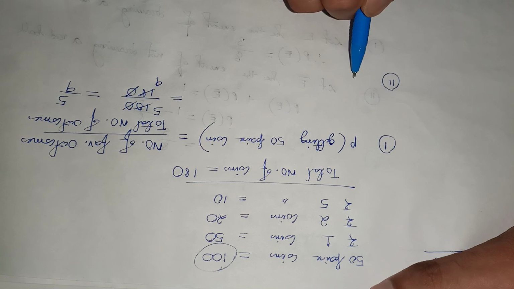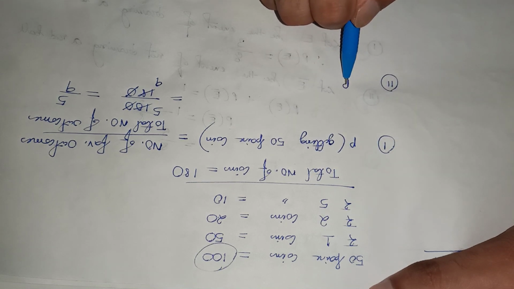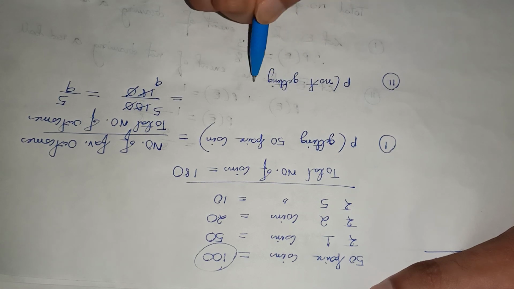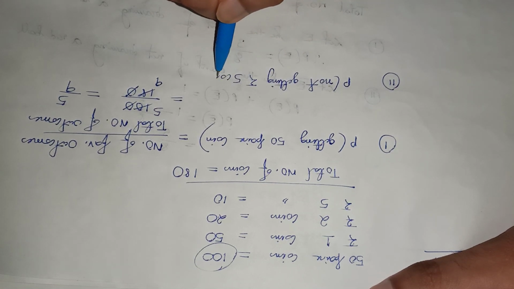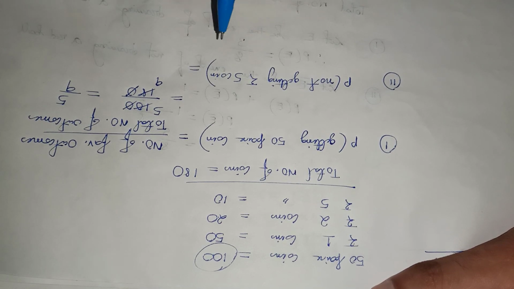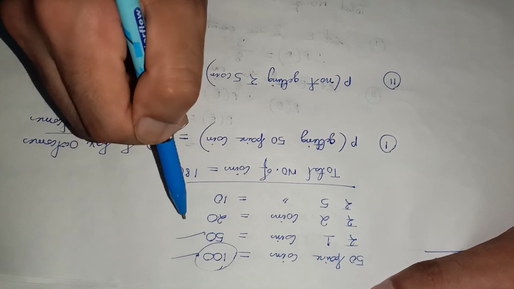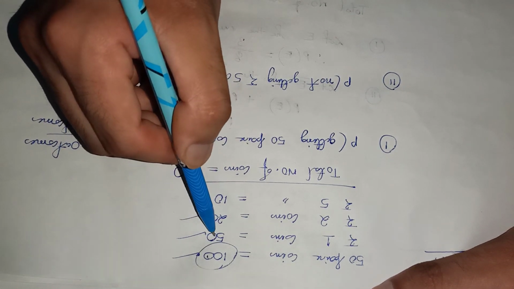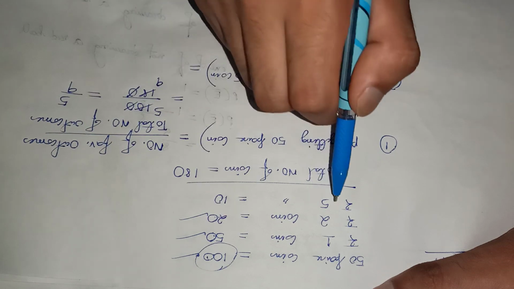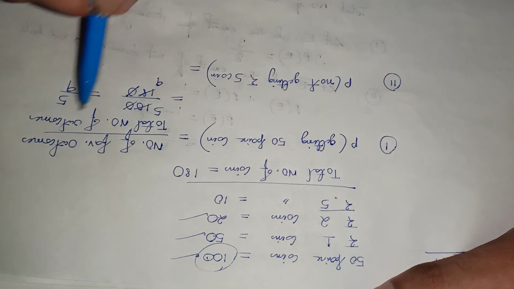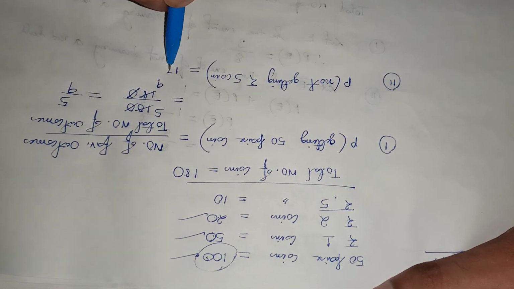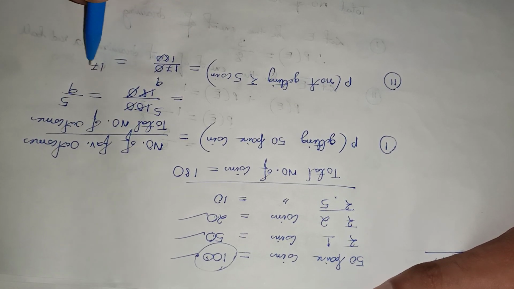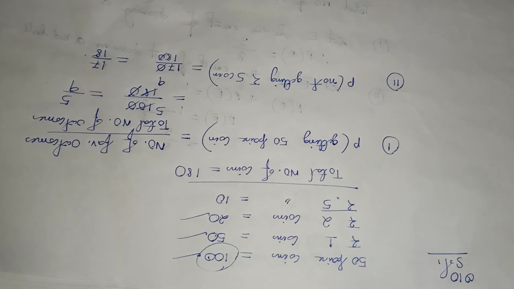For number 2, you want to find out the probability of not getting a rupees 5 coin. So you don't want rupees 5 coin, means you want 50 paise, you want rupees 1 coin, you want rupees 2 coins. So altogether there are 170 coins which are not rupees 5. So your number of favorable outcomes will be 170 by total 180. So that's 17 by 18.